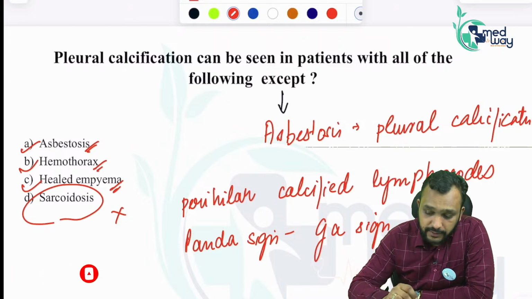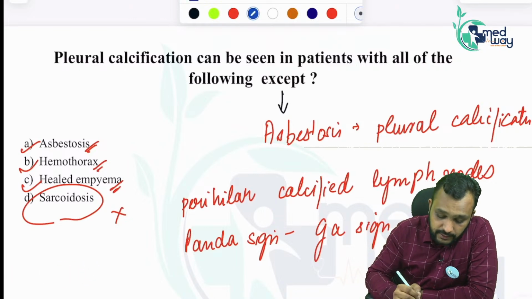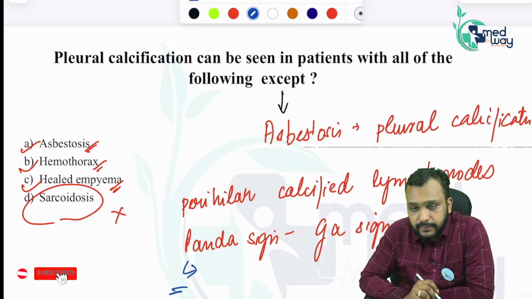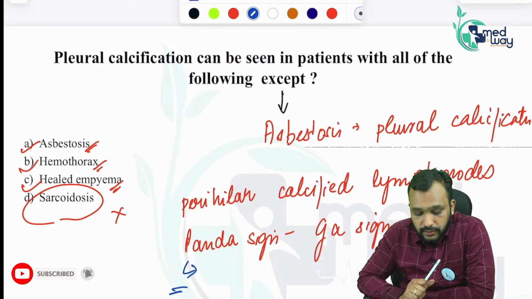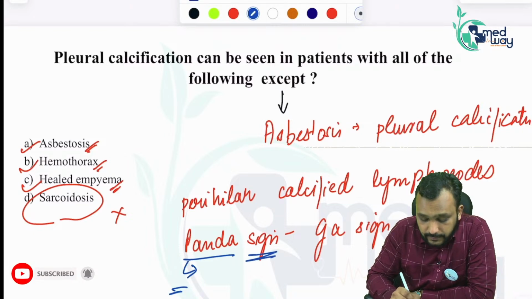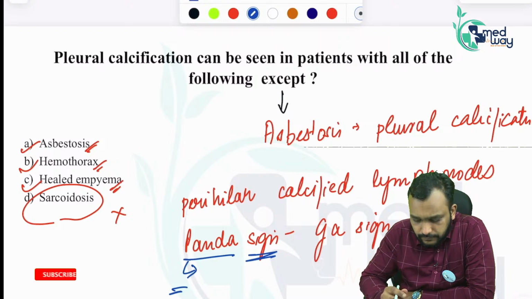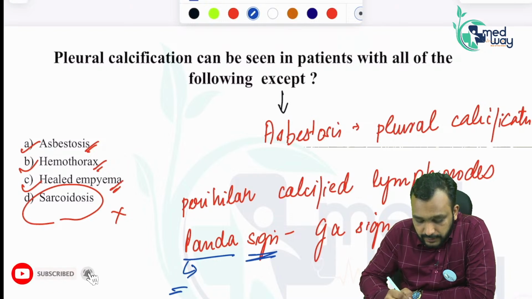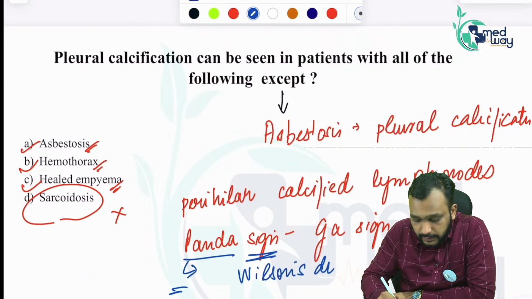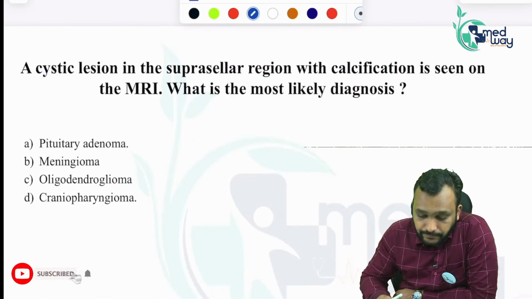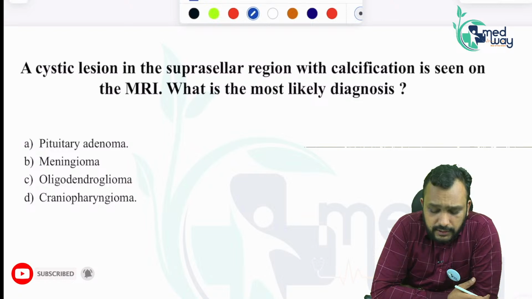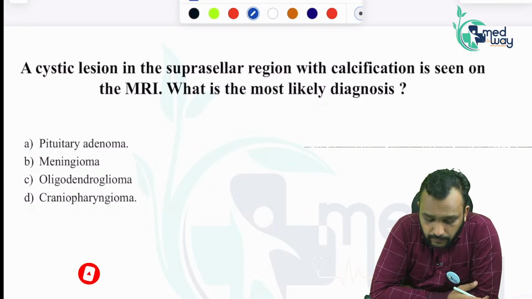So guys, can you tell me where else you are going to see this panda sign? Any other place where you are going to see this panda sign? This panda sign is also seen in patients with Wilson's disease, right? These are a few important questions within chest radiology.